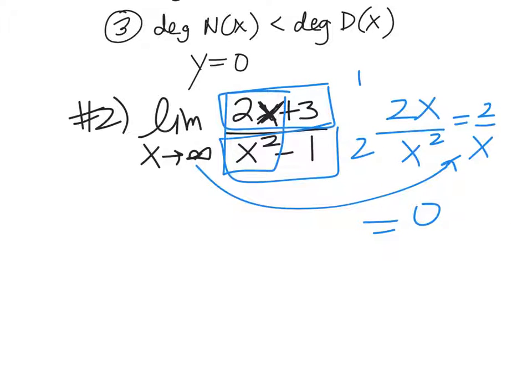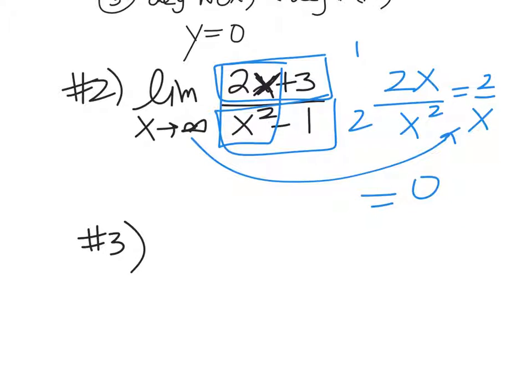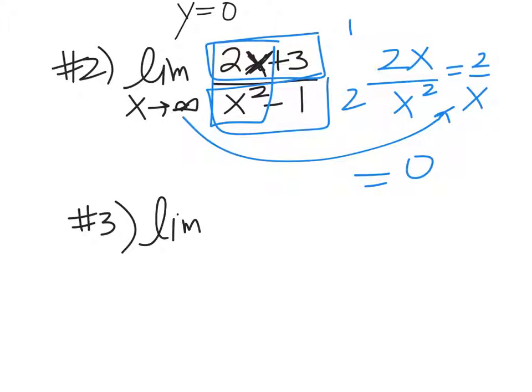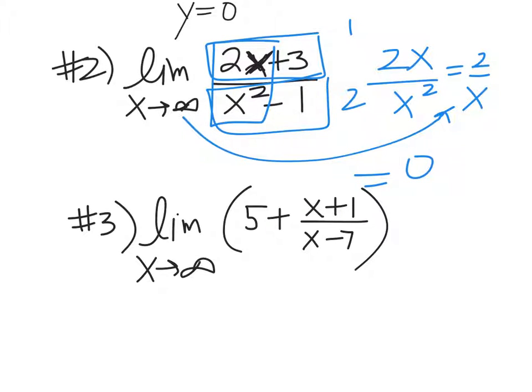All right, let me do a tricky one. Number 3. Let's take the limit as x goes to infinity for 5 plus x plus 1 over x minus 7. Now you do not need to get a common denominator and add them up. What you can do is use the properties we learned last week that if I have 2 functions added together, I can find the limit of them individually.